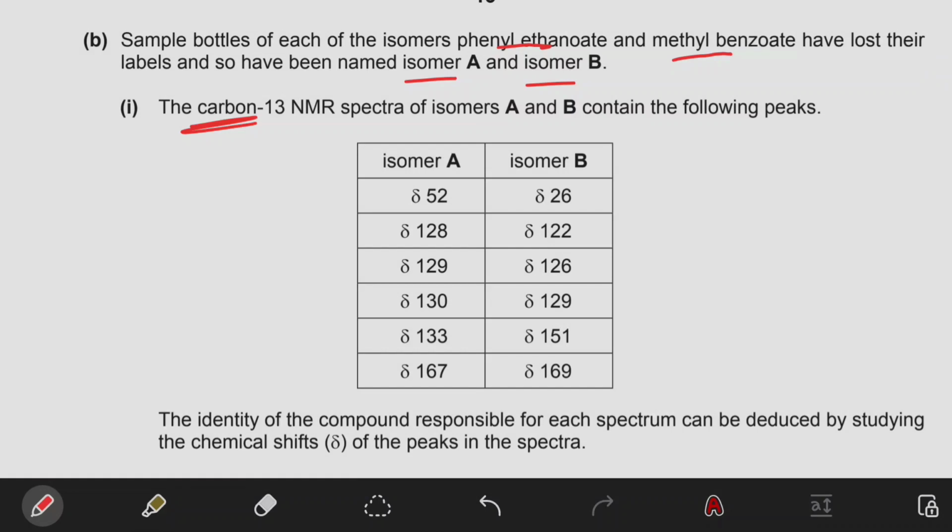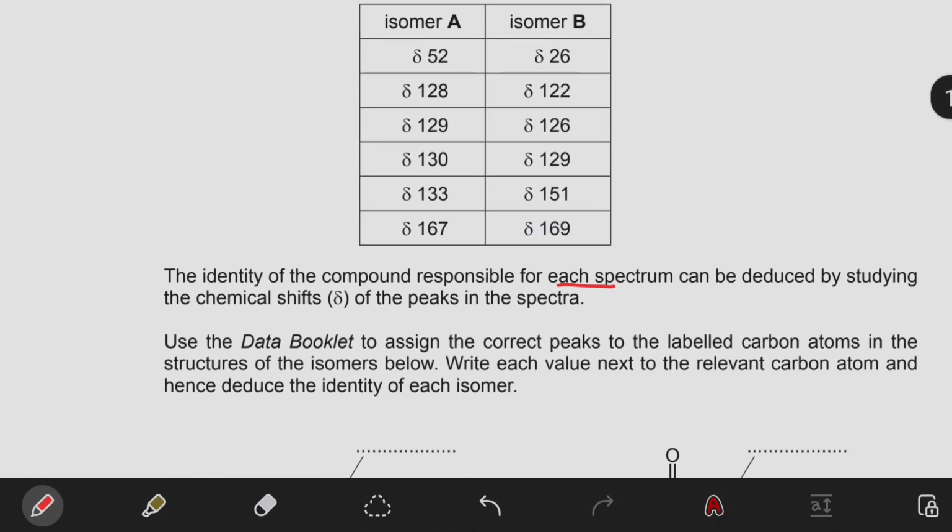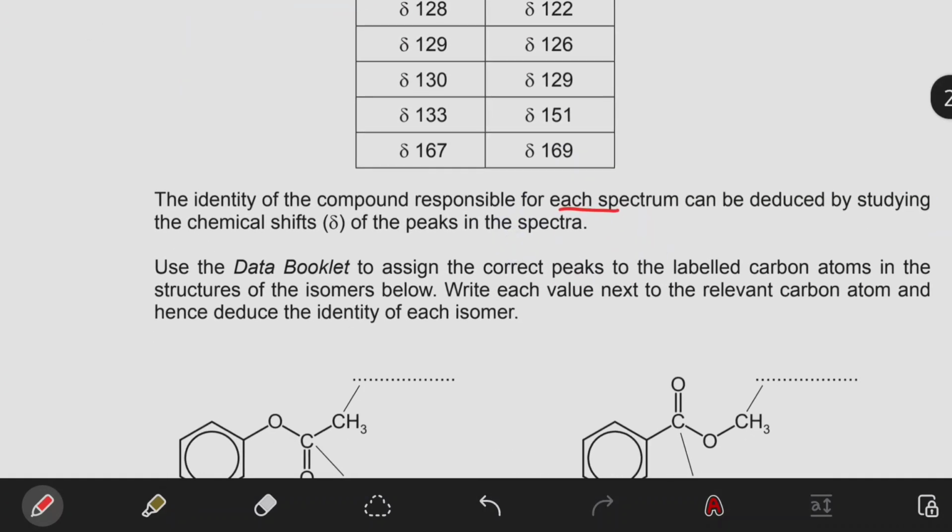The identity of the compound responsible for each spectrum can be deduced by studying the chemical shifts of the peaks in the spectra. Use the data booklet to assign the correct peaks to the labeled carbon atoms in the structures of the isomers below. Write each value next to the relevant carbon atom and hence deduce the identity of each isomer.